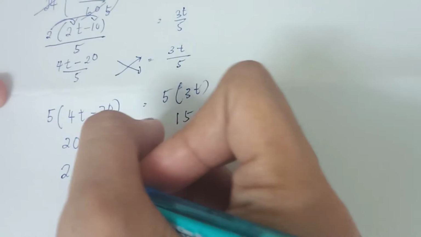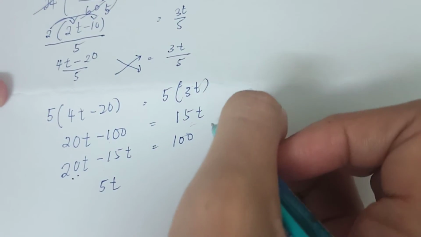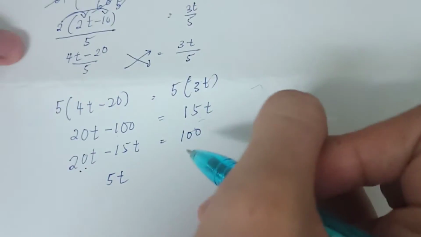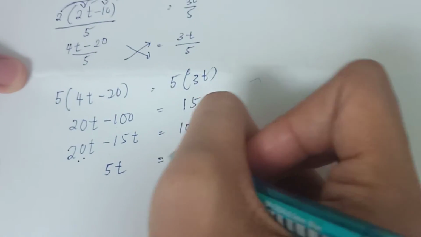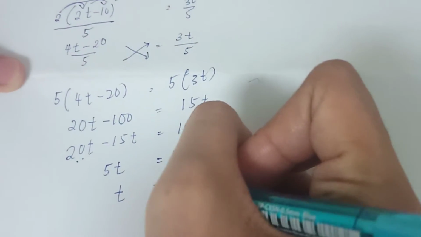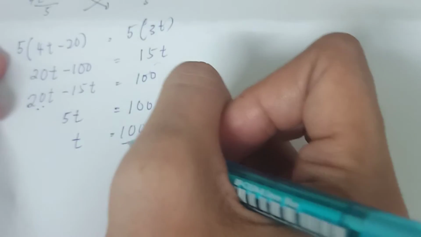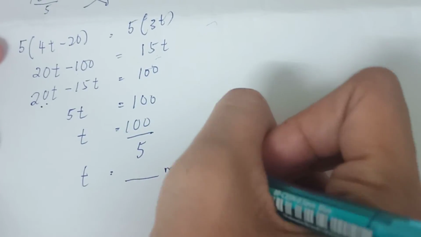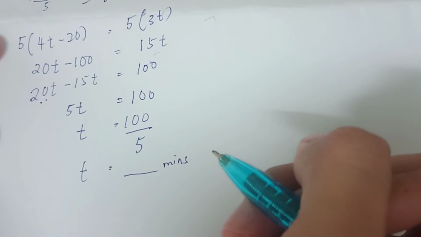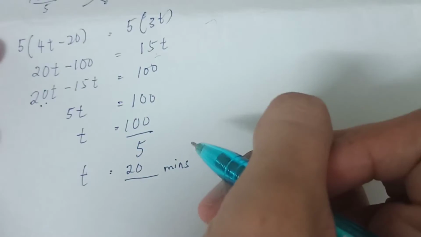Okay, so 20t minus 15t, 5t. Okay, not 50, 15. 15t equals to 5t, and then 100. And then I only want to find t, right? So 100 divide with 5. So what is my t? So t is equals to, press the calculator. Okay, t is equals to 20 minutes.